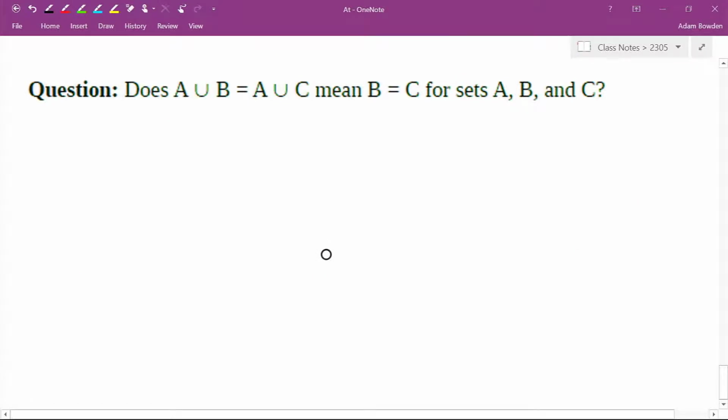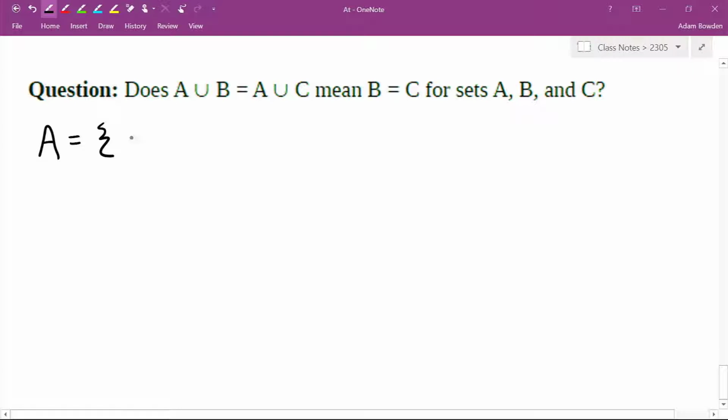Here's a question that says, does A union with B equal A union with C mean that B equals C for sets A, B, and C? Now, in a previous part of the section, I showed all the different properties of set operations, and we know those work okay. This one seems like it could work, because if you're taking the same set A and you union with B and union with C, and they're equal to each other, that might be suggestive that both B and C are equal to each other. However, let's see if we can find a counterexample that shows that this is not true.